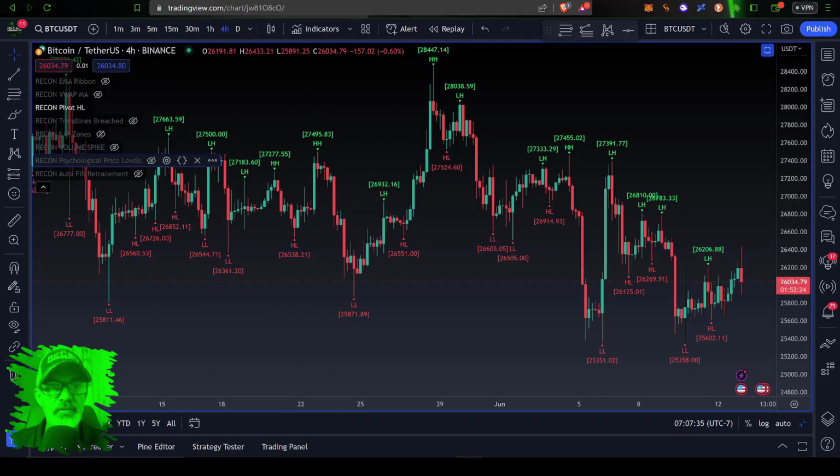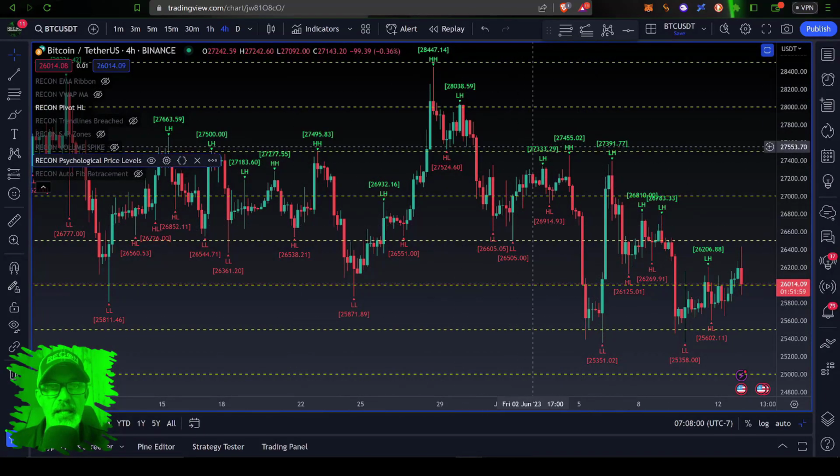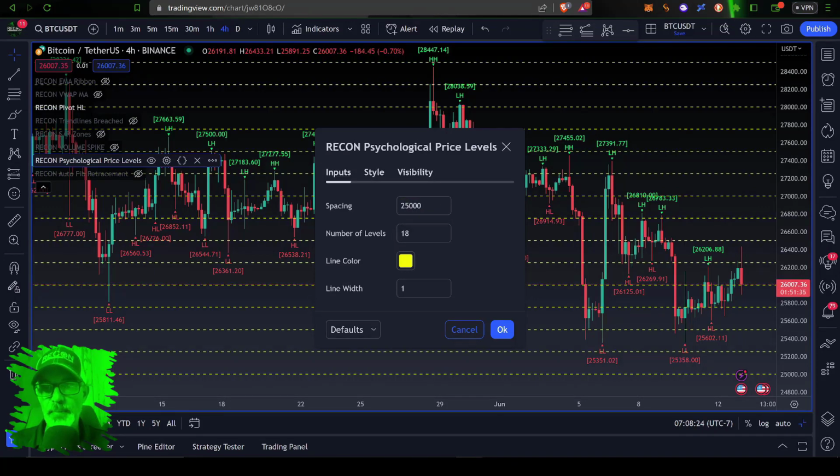If I add the Recon Psychological Price Levels Indicator to the chart, you will see the yellow lines would be those price levels, and I can make adjustments to the indicator by simply clicking on the settings cog. Like for the spacing, if I want more psychological levels to appear, I could drop this down to 25,000, and that will drop in more lines. In this case, every $250 on Bitcoin's price would then be a psychological level.